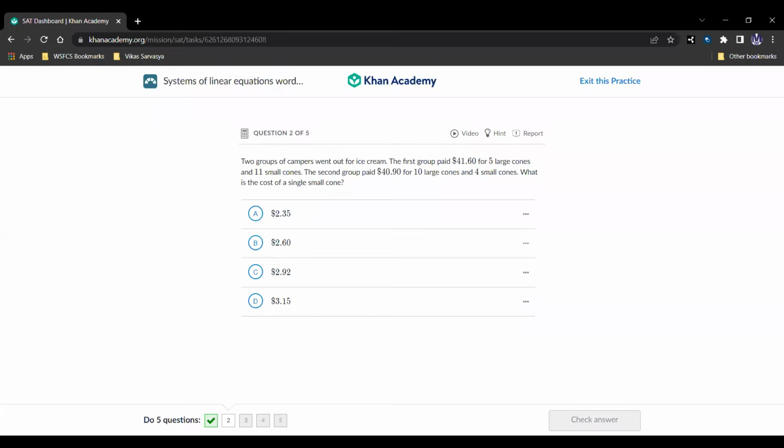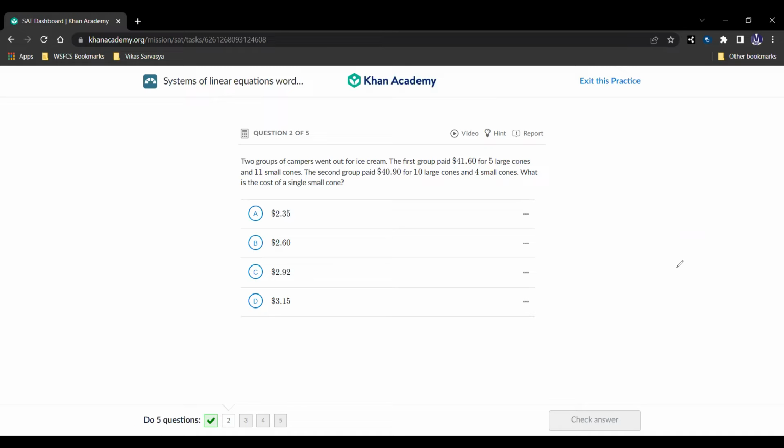2 groups of campers went out for ice cream. The first group paid $41.60 for 5 large cones and 11 small cones. The second group paid $40.90 for 10 large cones and 4 small cones. What is the cost of a single small cone? Well, we can start writing some equations for this, right?